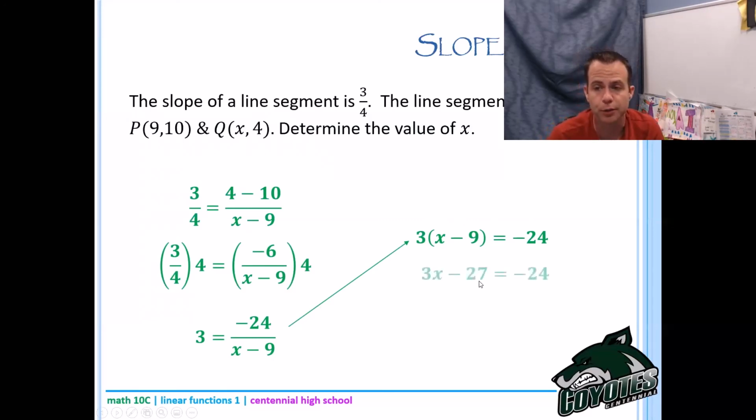It doesn't really matter which one you do. Okay, I distributed the 3, then I'm going to add 27 and divide by 3, and I get x equals 1. So my missing number here is 1. Had you, at this stage here, just said, I'm going to divide both sides by 3, that's cool. You would have gotten x minus 9 equals negative 8, and then you would have added 9 to both sides, and you still would have gotten 1. Okay, so it doesn't really matter which operation you choose there.